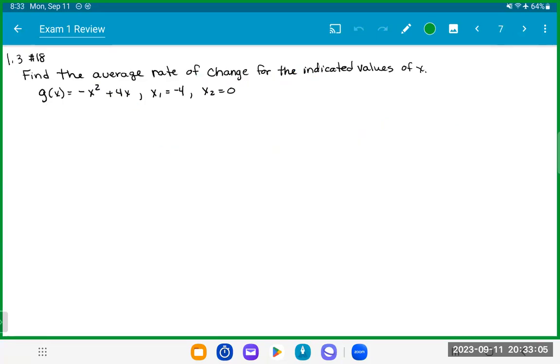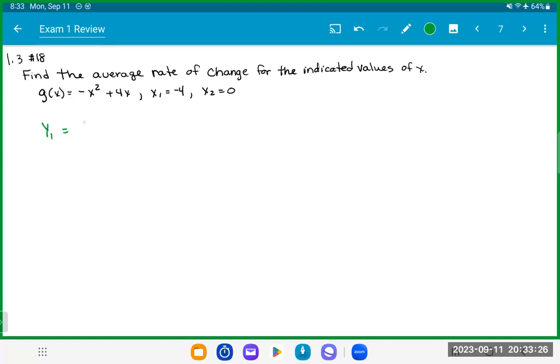Okay. So for this one, this is out of section 1.3. We want to find the average rate of change for the indicated value of x. And so we're given a g of x function, an x1 and an x2. So the first thing we want to do is find our y1 and y2.